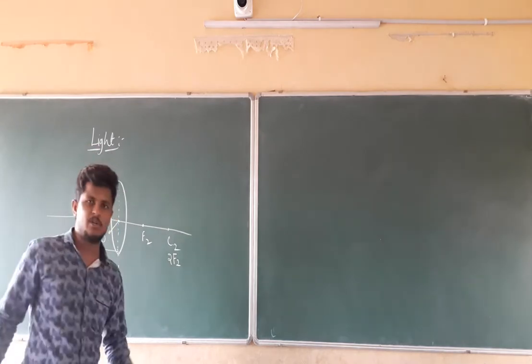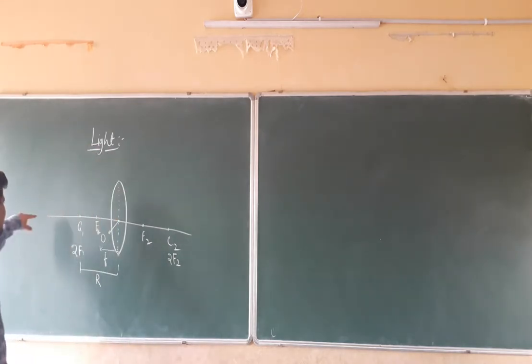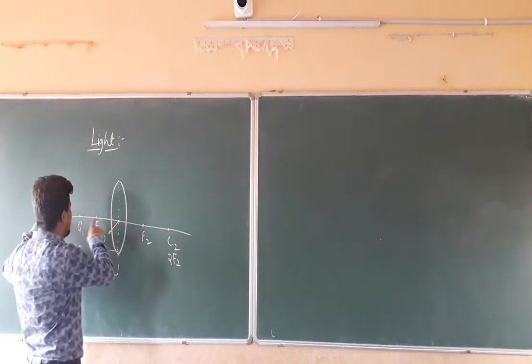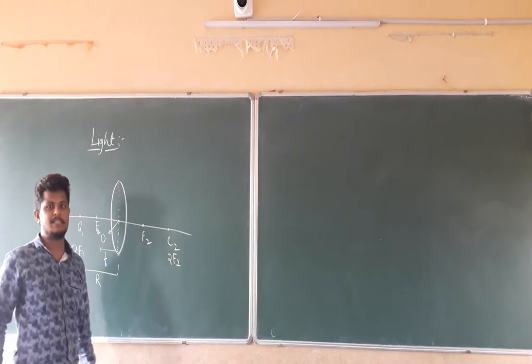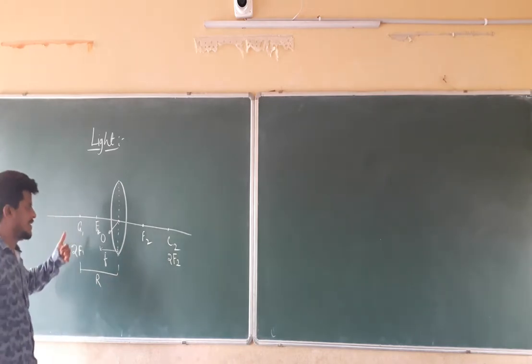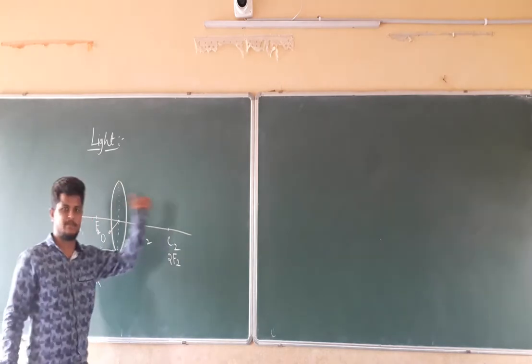Same terms we are going to see in this lens topic also. And this line which is passing through the center of the curvature as well as the principal focus is nothing but what? It is the principal axis. It is an imaginary line. So therefore, for drawing the ray diagrams you should know all these terms.